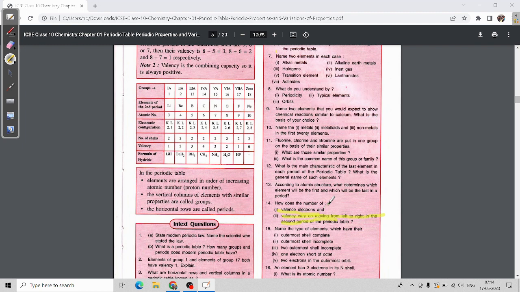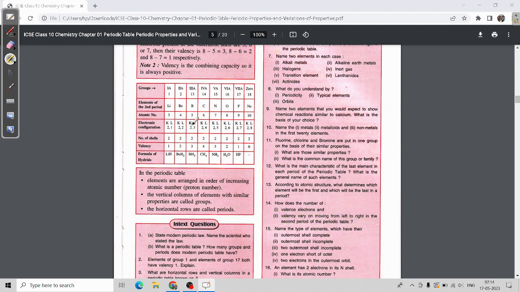See, if we check valence electrons, they will increase by +1, and the valency varies on moving from left to right. Valency will vary by +1 as the valence electrons are also increasing by +1.